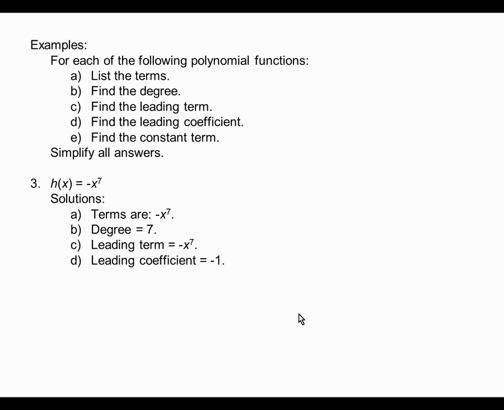And lastly, the constant term. The constant term is supposed to be the term that does not have a variable. There's only one term and it has a variable. So remember, when that happens, that all the terms have a variable, the constant term is equal to 0.